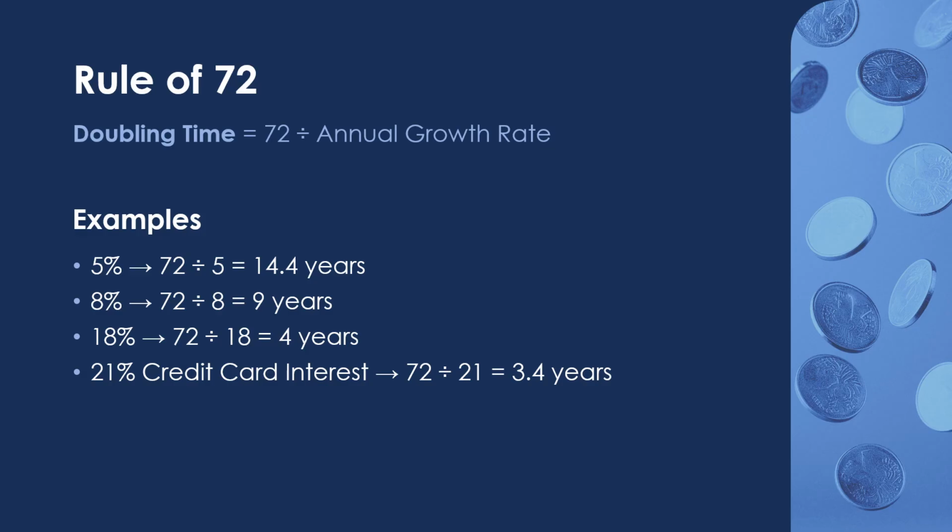Now consider Warren Buffett's remarkable investment record. Over approximately 40 years, Berkshire Hathaway averaged an annual return of about 18%. 72 divided by 18 equals 4. In other words, money doubled approximately every 4 years. We'll see just how extraordinary that is on the next slide.